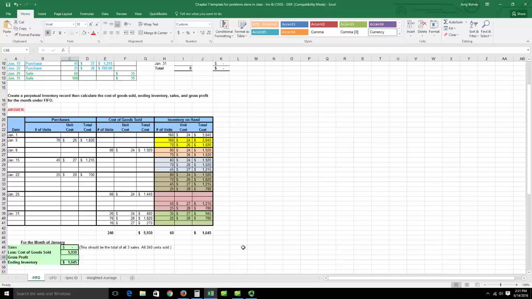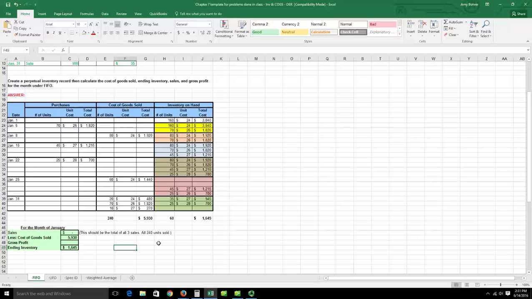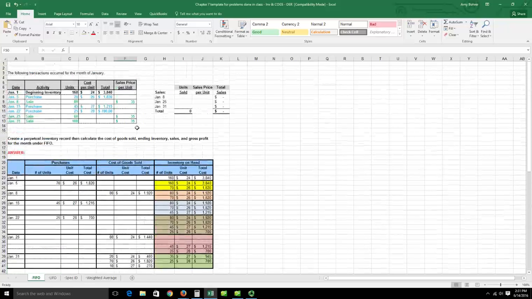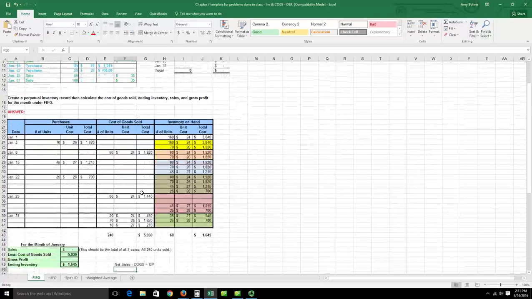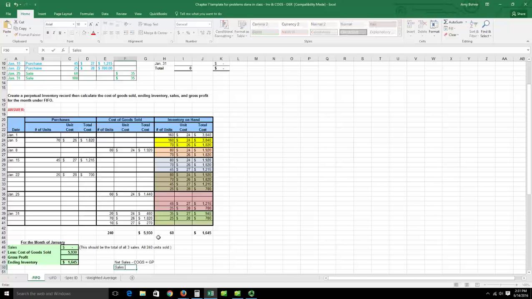So the other thing that the problem is asking you for is gross profit. And if you remember back from the last chapter, gross profit is net sales minus cost of goods sold. So that's what gross profit is, right? And net sales is your sales minus your sales discounts minus sales returns and allowances. And in this particular problem, we don't have any sales discounts or sales returns and allowances, so we can just say sales minus cost of goods sold equals gross profit. So you have to figure out what your total sales are, subtract it from the cost of goods sold that you just came up with for the whole month to figure out what your gross profit is for the month.